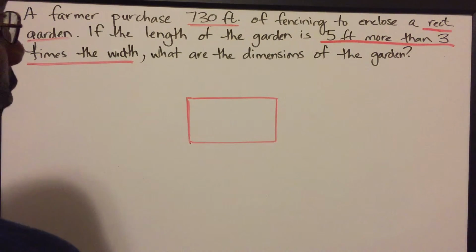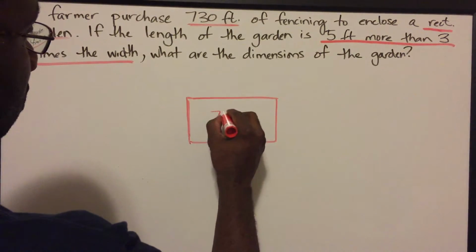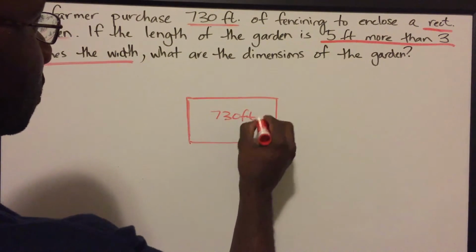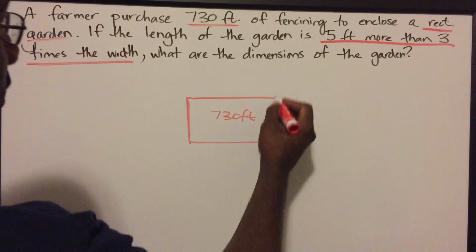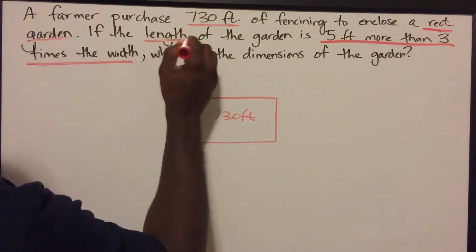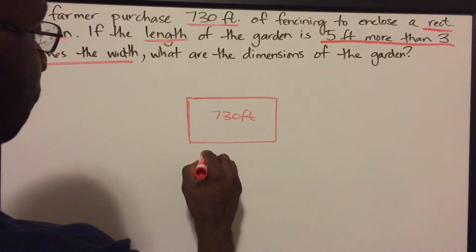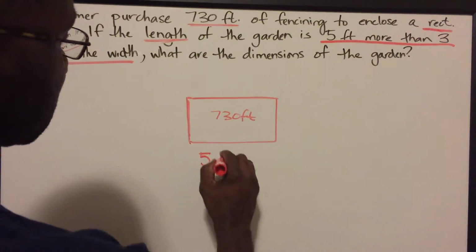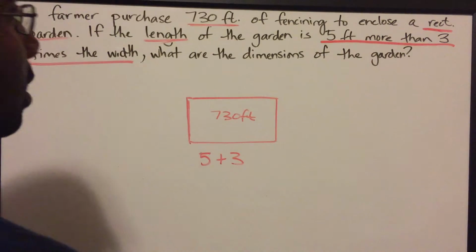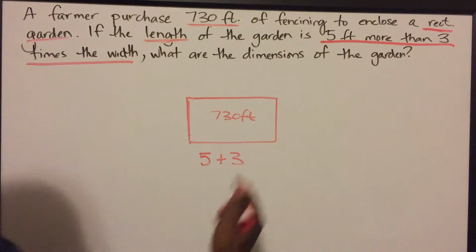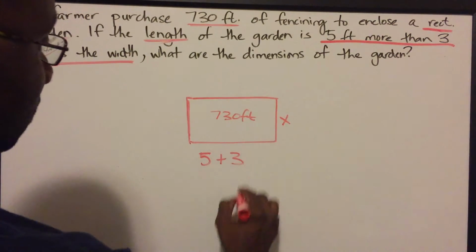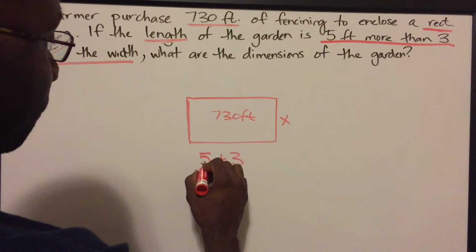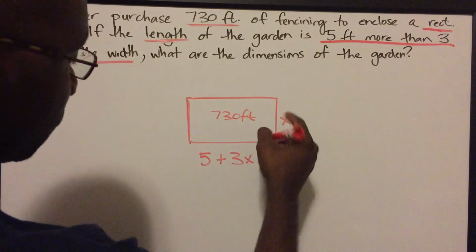So, we know that this right here is his garden. He purchased 730 feet of fencing to go around this garden here. This is the length of the garden. This is the width. It's telling us that the length of the garden is 5 feet more than, so that's plus, 3 times the width. What is the width? We don't know that. So for the width, let's just say x, because this is 5 feet more than 3 times that width.